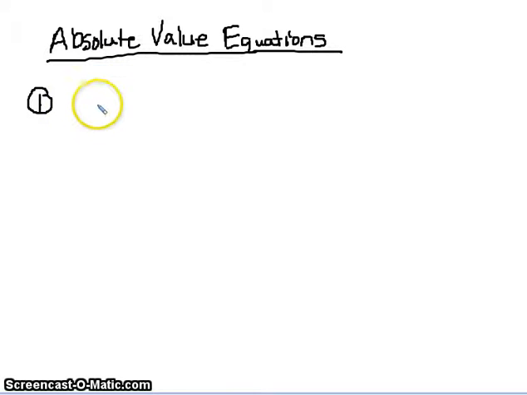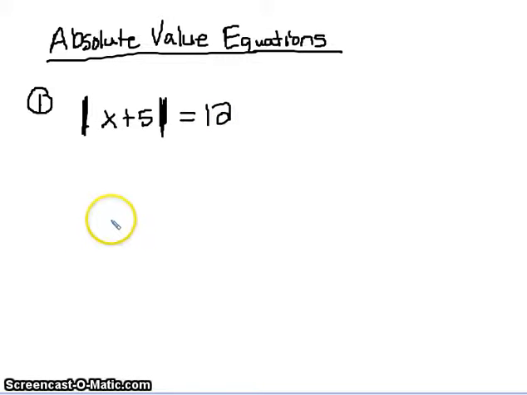We look at number 1. If I want to find the absolute value of x plus 5 is equal to 12, there are two equations that we are going to have. One is going to be the exact same equation that we started with. So x plus 5 is equal to 12. We can subtract 5 from both sides and get a value of 7 for x.